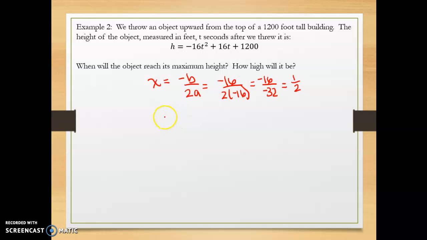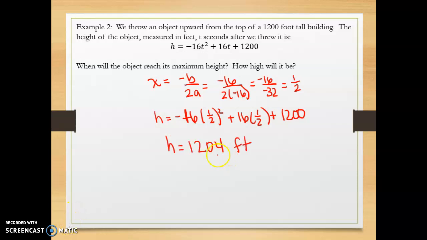And how high will it be? Well, we're going to find out what that height is by plugging in 1/2. So negative 16 times 1/2 squared plus 16 times 1/2 plus 1200, and we put that in our calculator, and when we plug that in, we get 1,204 feet.